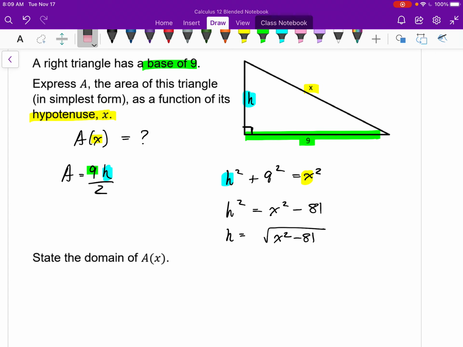So I have that. And so the height of this triangle is always going to be the same as the square root of x squared minus 81. So notice if I go back to my equation right here, I have 9 times the square root of x squared minus 81 all over 2. And notice what I have now is an equation just in terms of x. So this is A as a function of x. This is what I'm looking for.